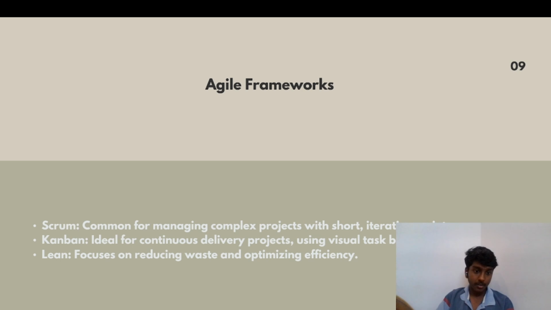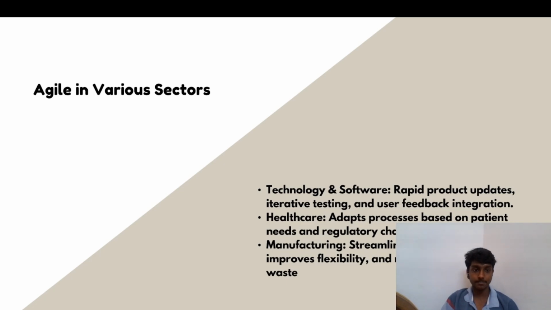One, Scrum. It is common for managing complex projects with short, iterative sprints. Kanban is basically boards where I divide all the features into to do, in progress, and completed. Lean is another framework, focused on what the customer actually needs. By this, the waste of the project can be reduced, cost and resources are conserved, and efficiency is increased. These are the three ideal and major frameworks of Agile.